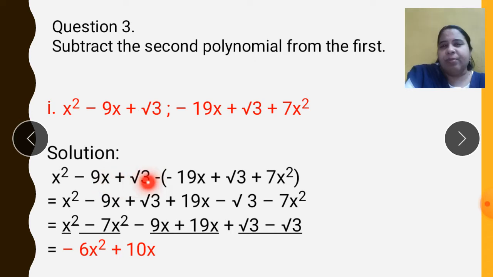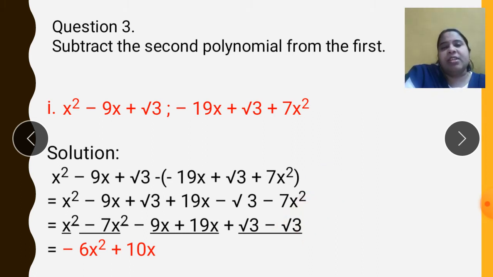After this, what? This will be written as it is, x square minus 9x plus root 3. But when I open the bracket, what will happen? Minus minus is plus, plus 19x, minus into plus is minus, so minus root 3, and minus into plus is minus 7x square. That is the reason I told you to compulsorily put the second polynomial in a bracket. Then the steps are the same. Collect the like terms. x square minus 7x square is nothing but minus 6x square, minus because 7 is the greater number with a minus sign, minus 9x plus 19x, so that is plus 10x, plus root 3 and minus root 3 can be cancelled.